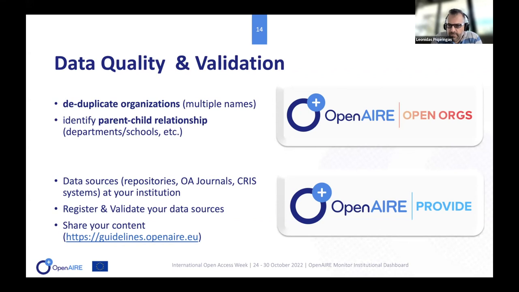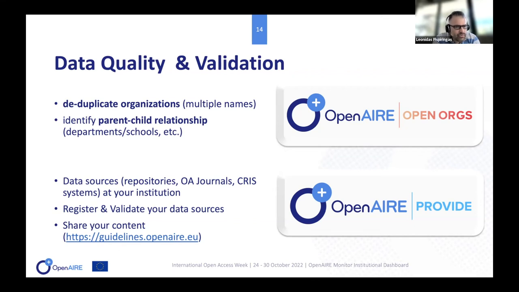So we have the OpenAIRE platform, where we provide you access, and as you are entitled for your institution, you can perform the deduplication. You can see all these different names that have been presented and collected by OpenAIRE in the several data sources, and you can select them. If they are indeed your institution, you can select them in order to have them as one entity and provide you with better results.